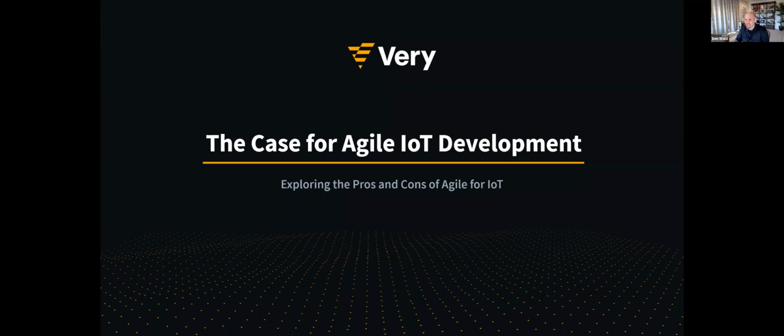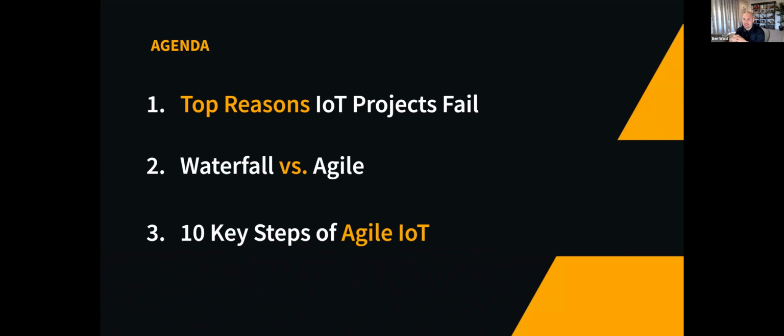All right, Ken, thank you so much. Excited to be here, excited to talk about this. So let's dive right into it. There are three sections of the presentation today. The first one is talking about the top reasons why IoT projects fail. The second one is we're going to look at two different methodologies that we see, Waterfall versus Agile. And then we're going to get really tactical, and we're going to talk about 10 steps that we typically go through in all of our IoT projects.